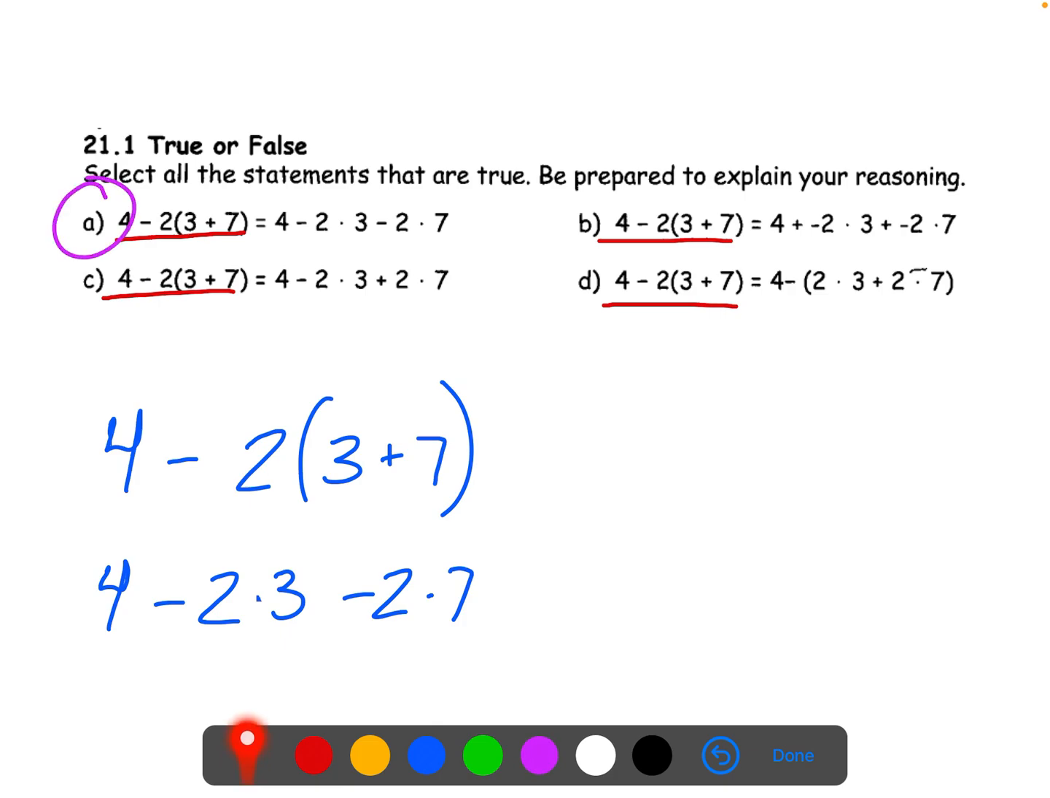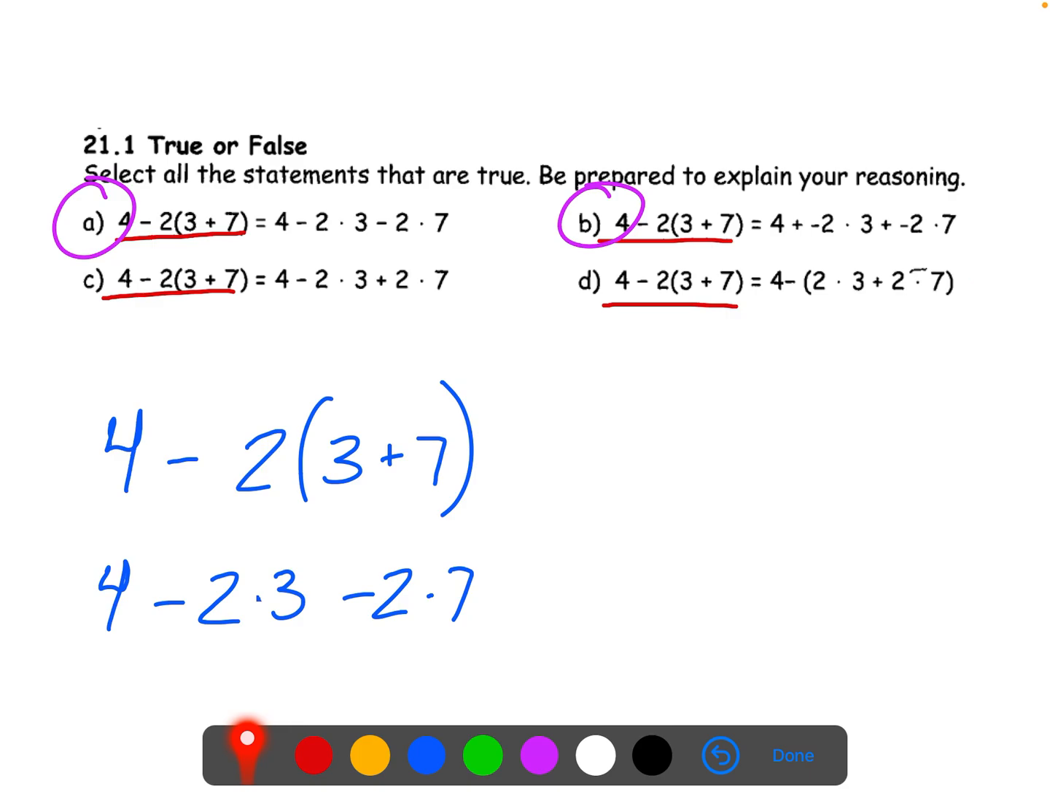B, here we're adding negative two groups of 3 and adding negative two groups of 7. That is going to have the same result if we're adding a negative amount. It's like subtracting it. So B will work as well. Now let's look at the differences here in C and D. So we have minus two groups of 3 plus two groups of 7, minus two groups of 3 plus two groups of 7. The only difference really is these parentheses. Okay, so we need to determine which one is going to do what we want.